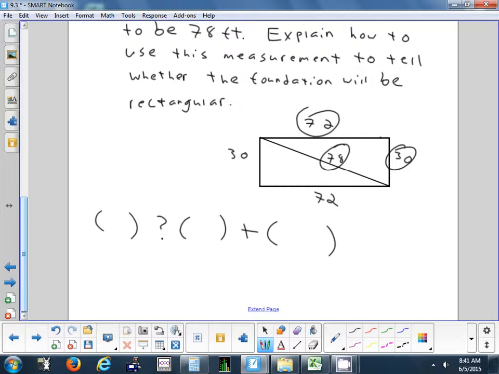And 30, 70, which one, 78? 72. 78 squared? 78 squared. Yep. Oh, okay, I'm sorry, I set it up the same way I did before. Yep, so 78 squared.